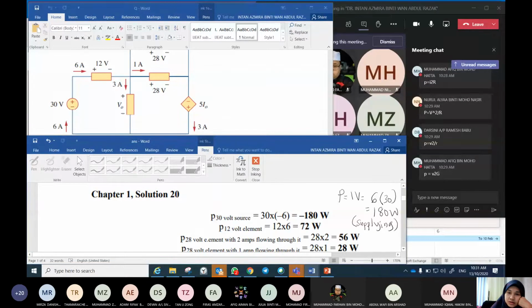watt. Or you just ignore whether the current is entering or leaving the terminal, entering negative or entering positive terminal. You just multiply the current and the voltage, you get the answer, and you put in the bracket supplying or absorbing. Okay, all passive elements like resistors absorb the power. All the voltage supplies supply power. Okay, any question up here?